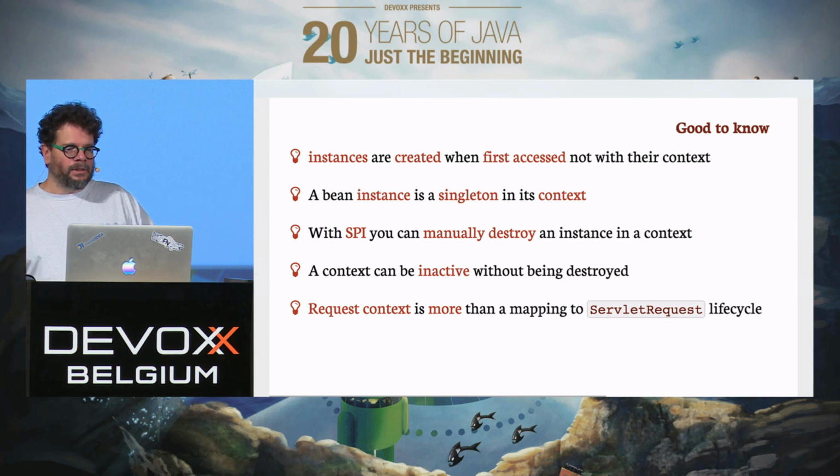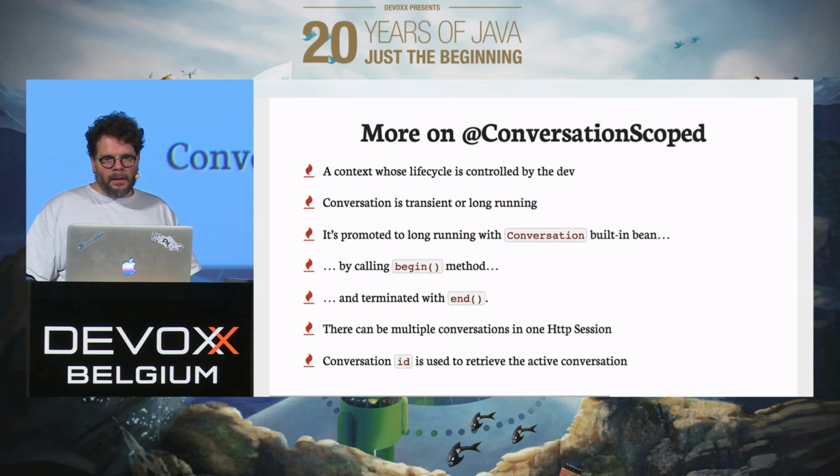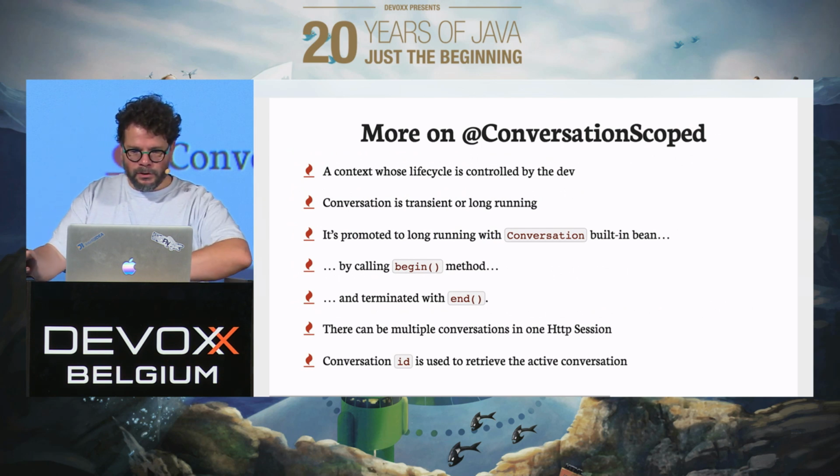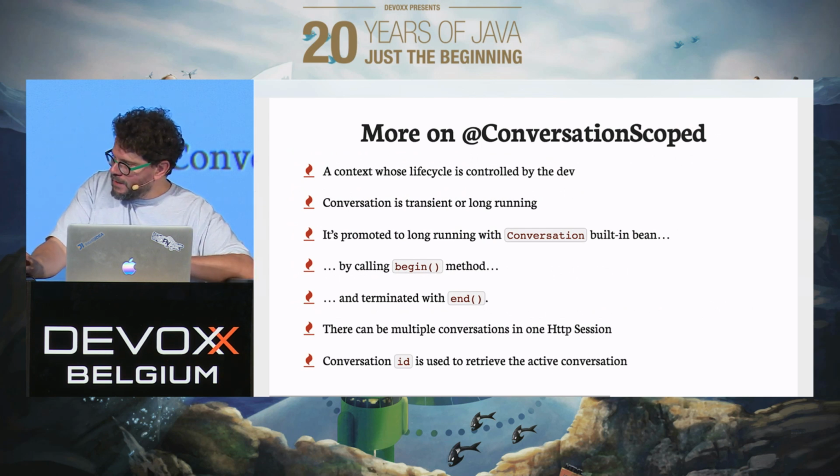And as I say, request context is more than just a mapping of the servlet request lifecycle, but let's say for the university that it's the request lifecycle. So let's go back to your use case, Antonio. I think you will need to use this conversation scope.